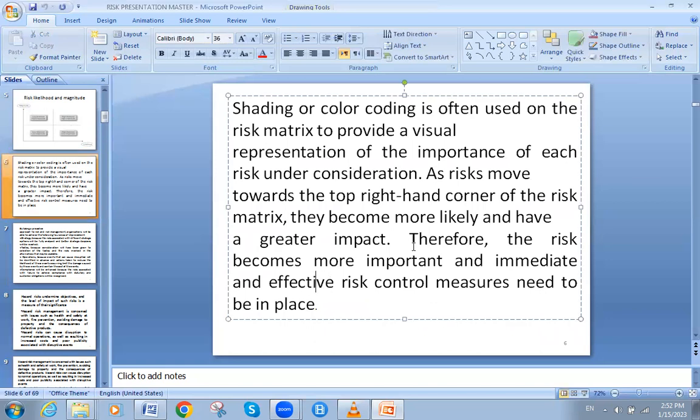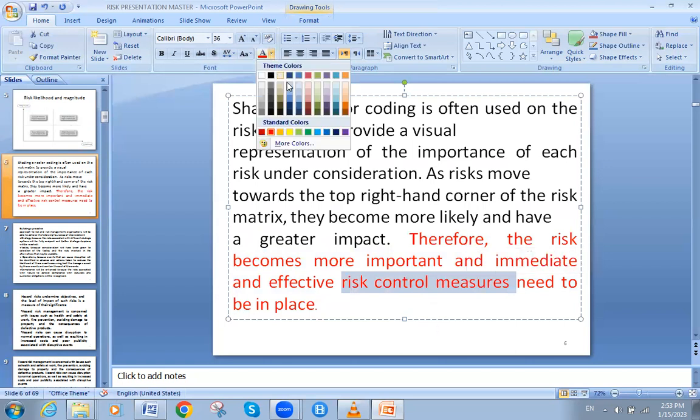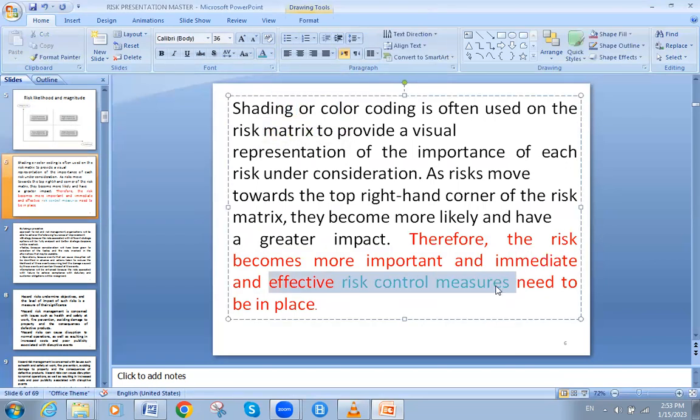So here again, the risk becomes more important and immediate, and effective risk control measures need to be taken in place. That's how I will deal with the risk, by the risk control measures.